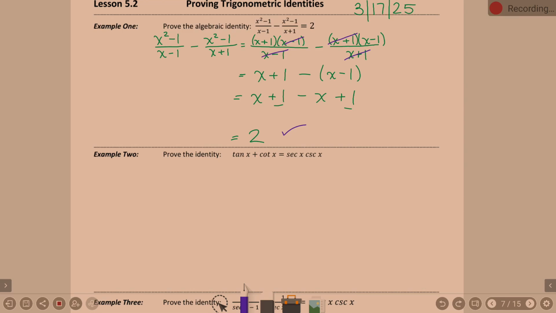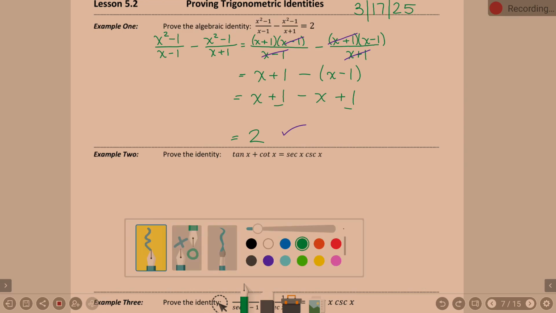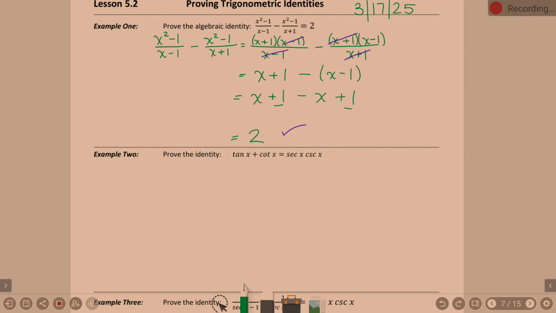Okay? Now, what do we officially have to do? We have to officially do this with trig. So, on example 2, let's prove the identity. We're going to prove that tangent x plus cotangent x is equal to secant x times cosecant x.